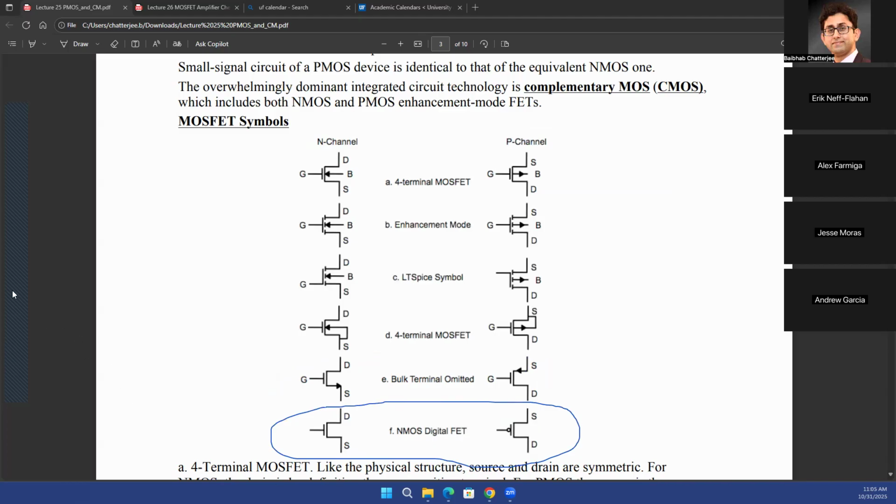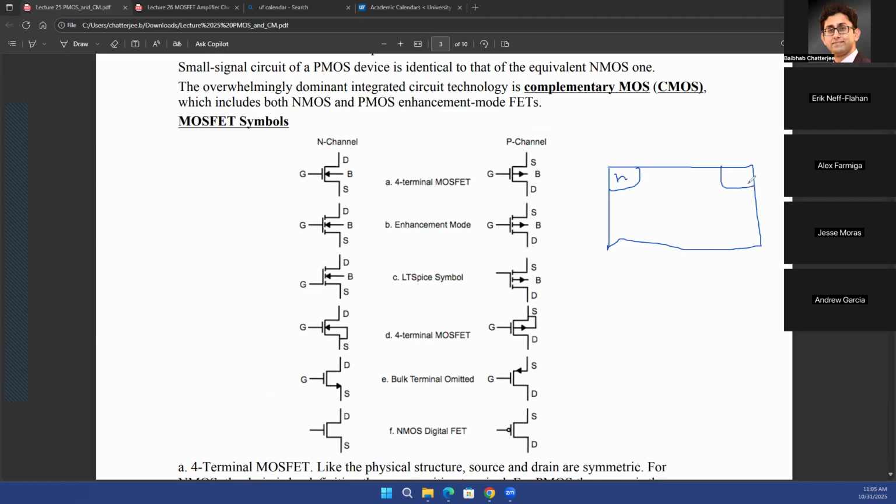Okay, now the question is, how does the body terminal work? And why is it even there? Let's go back to NMOS, and I'll draw that same figure once again. You have an N-type source, an N-type drain, and a gate in between, with an oxide layer at the gate. For the NMOS, current flows from drain to source.